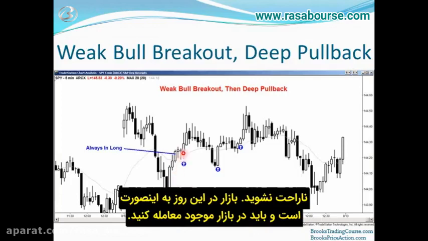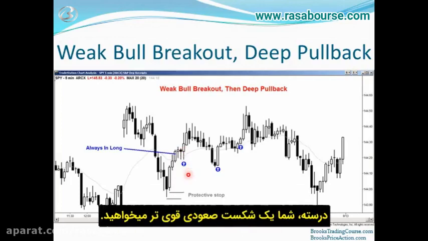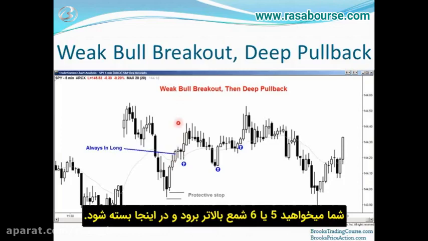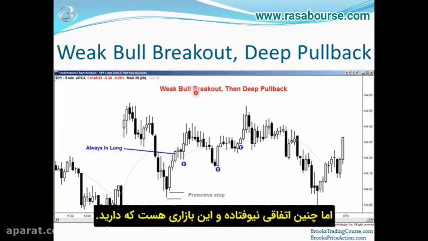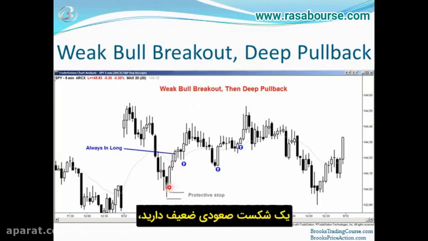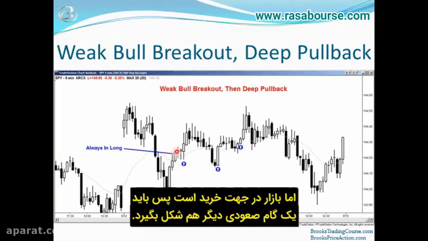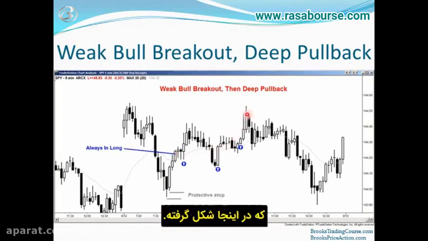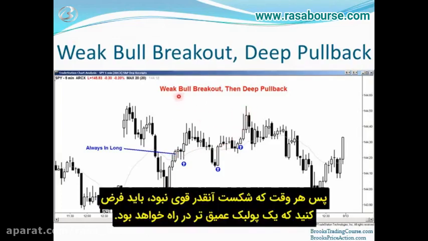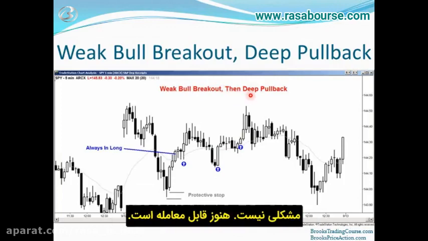So don't get upset at the market. This is the day that you have. You have to trade the market that you have, not the one that you want. Sure, you want a much stronger bull breakout. You want the 5 or 6 bars closing way up here. That's not what you have. This is the market that you have. You have a weak bull breakout, but always in long, so we should get a second leg up. And you got it at this point. Whenever the breakout is not all that strong, you have to assume that there'll be a deeper pullback. And that's okay. It's still tradable.